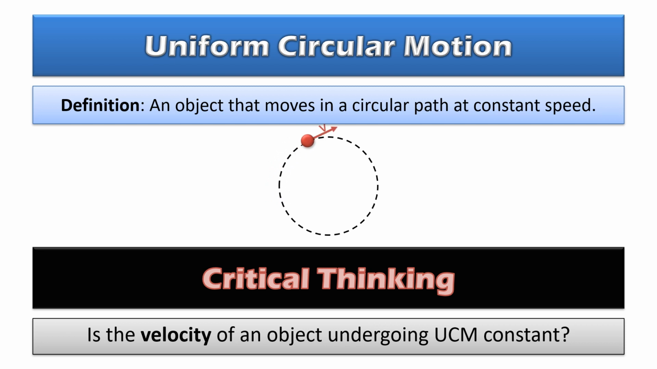Here's a question. Is the velocity of an object undergoing uniform circular motion constant? We already kind of mentioned it. Yes, it's a constant speed, but the velocity is not constant. Why isn't the velocity constant? Because the direction is changing, and velocity is a vector. And vectors have magnitude and direction. Both things describe that vector quantity. So since the direction is changing, the velocity is changing. That vector is changing.